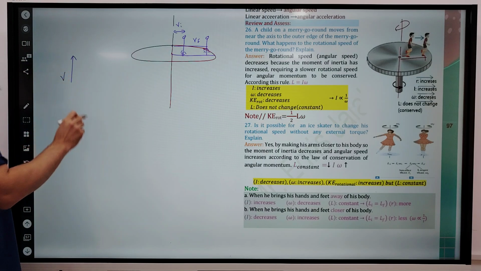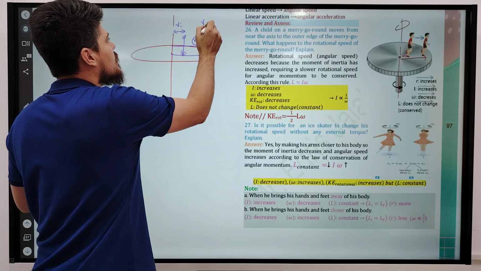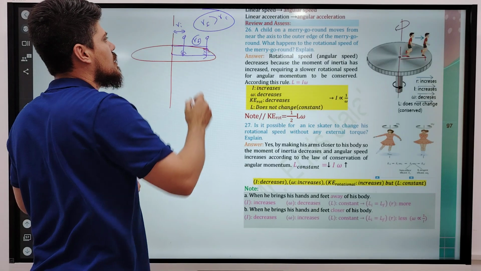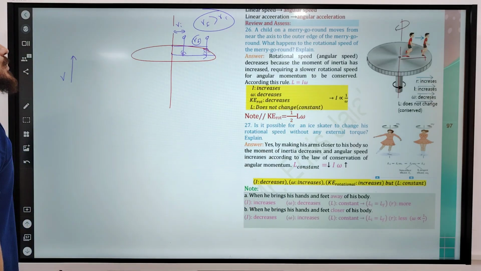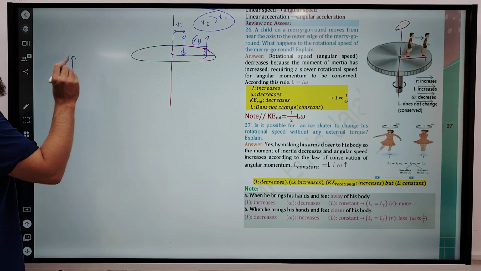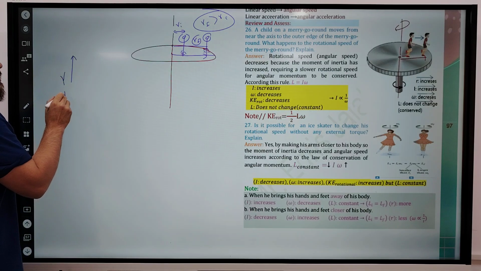Did the radius increase or decrease? In that case, the radius increased, because R final is bigger than R initial. The child moves away to the outer edge of the merry-go-round. What happened to the radius of this student? Increased. If the radius increased, what happened to the moment of inertia?